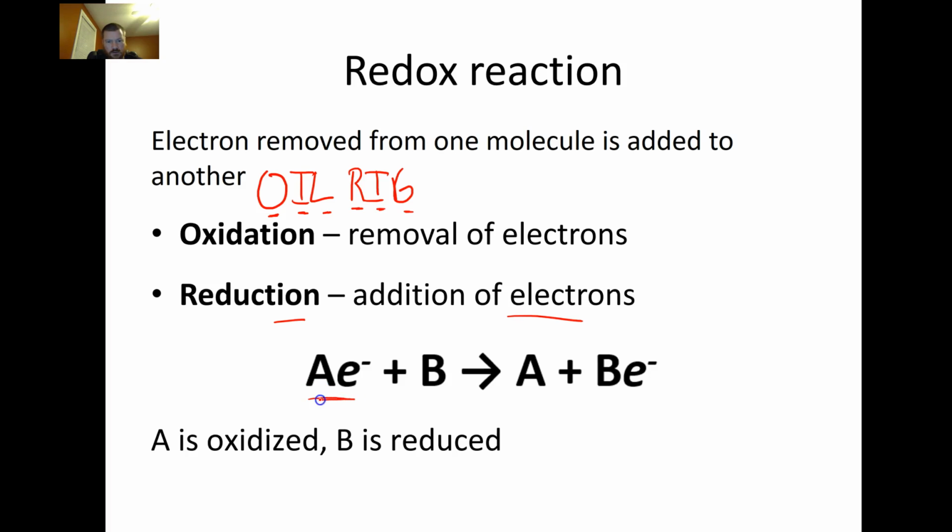Well, if you look here, from here to here, A is losing this electron over here. Right, it's gone, so it's lost. So A is oxidized. Oxidation is loss. B is gaining that electron over here, so reduction is gain. B is being reduced. And so these reactions just kind of go together. If something is being oxidized, usually something has to be reduced in order for that to happen. So those are just redox reactions.